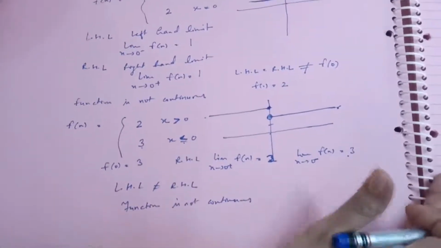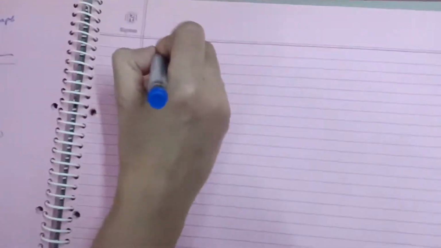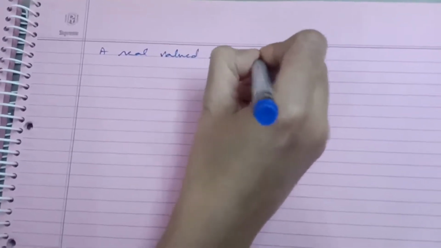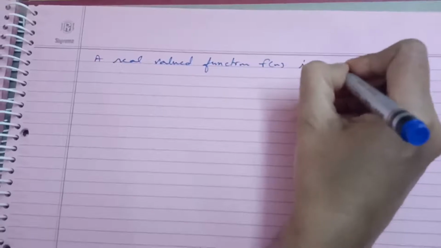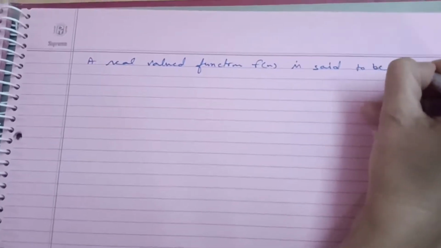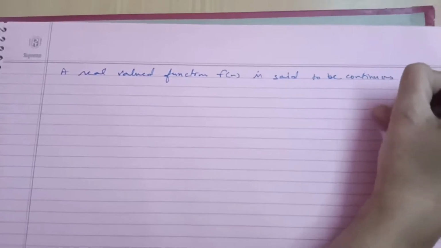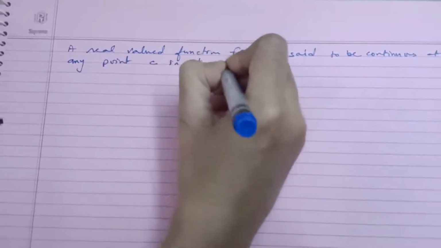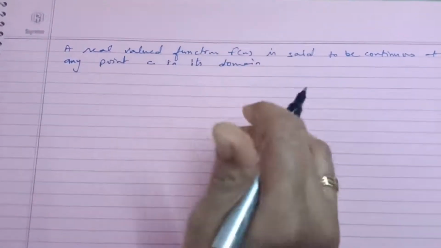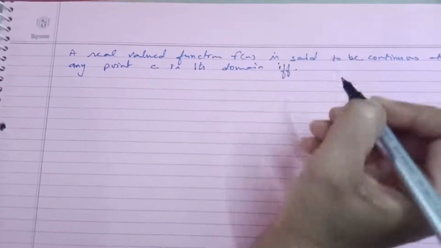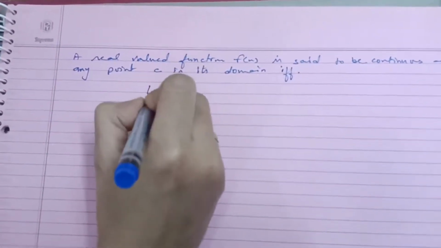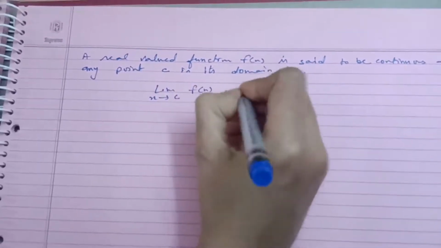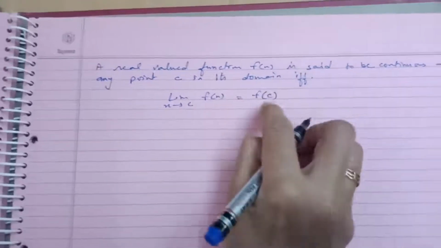Okay, so the formal definition comes: a real valued function f(x) is said to be continuous at any point c in its domain, if and only if the limit as x tends to c of f(x), the limit of the function at that point, must be equal to the function's value at that point, meaning at c.